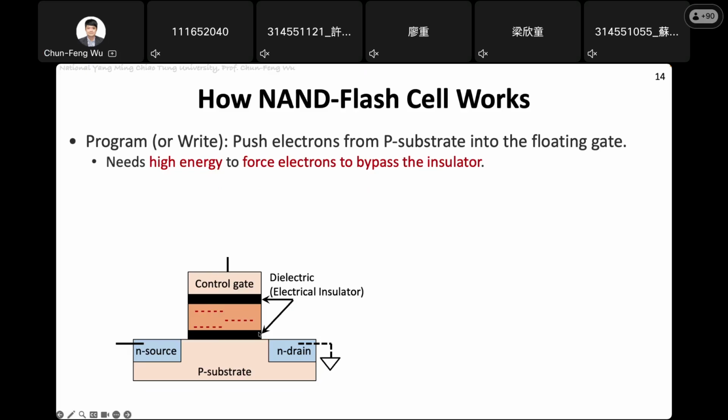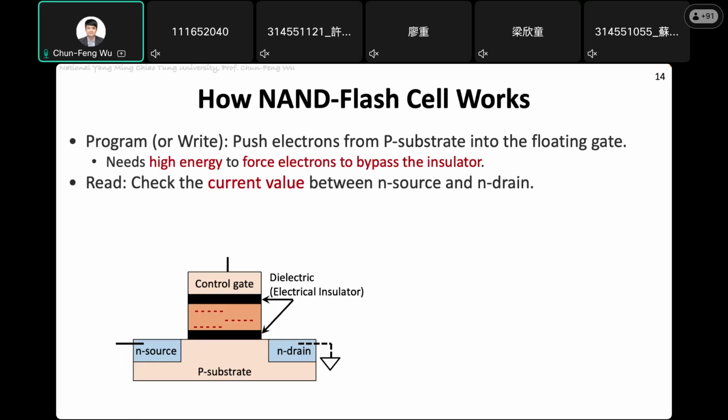So this is called program. If you are going to get bit 0, it just means you don't do anything, because if you don't do anything, then there is no electron inside this floating gate. So this is quite simple for the SSD: you either use a program or you don't use a program, and then you will get bit 1 or bit 0. I think program is quite intuitive.